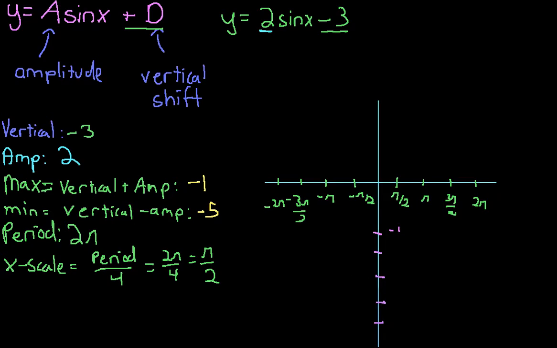What you want to do next is put little dotted lines where your maximum value is, where your minimum value is, and where your vertical shift is. So I'm going to go ahead and draw those in right now. These are my dotted lines for my maximum at -1. Down here, I'm going to put dotted lines for my minimum, which is at -5. And here I'm going to put dotted lines for my vertical shift, which is at -3.